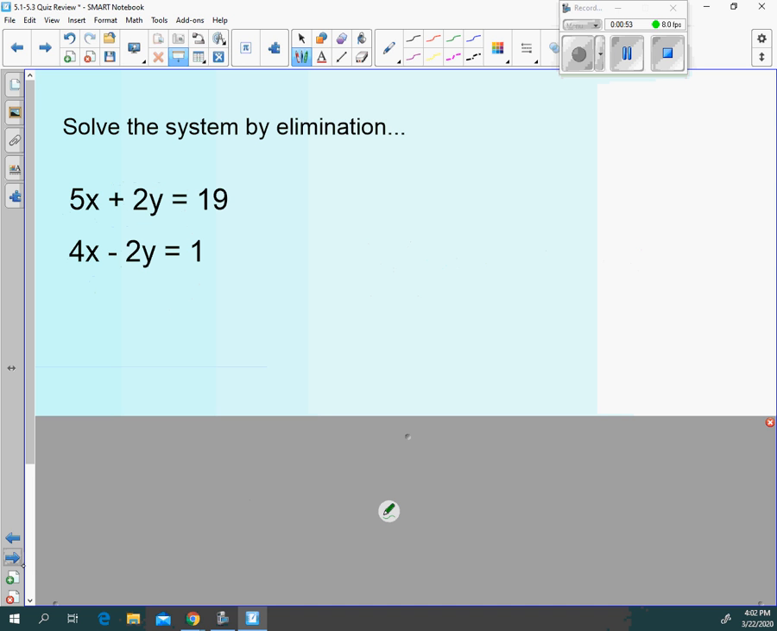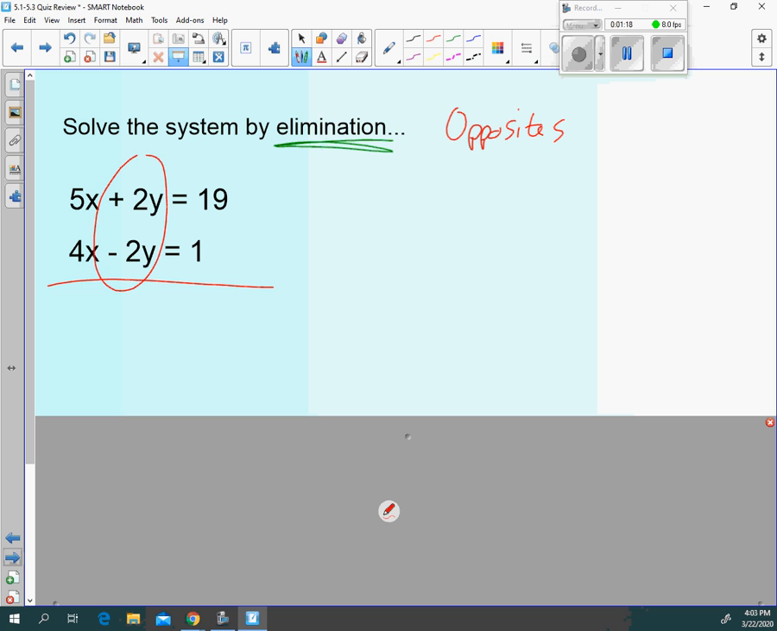Ooh, solve the system by elimination. That's what I'm talking about. All right, so, hey, what do we want on this one? What's the hint word? It's opposites. Whenever you think of elimination, think of opposites. Joe, do we got opposites? Yes, we do. Good answer. We got opposites right there.